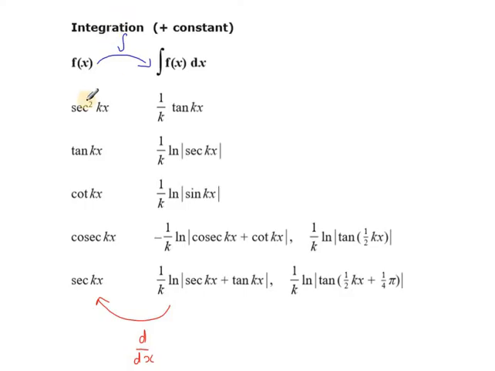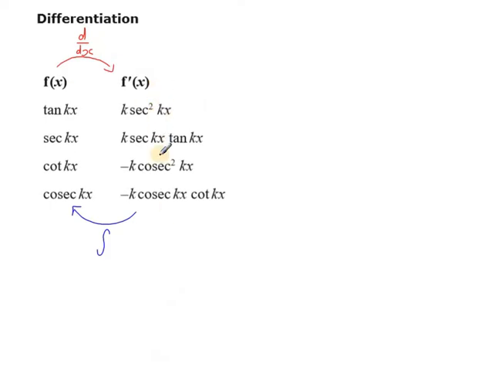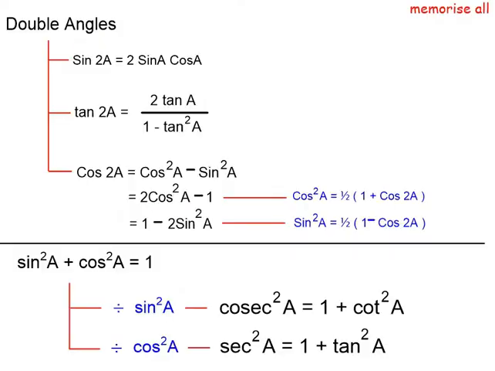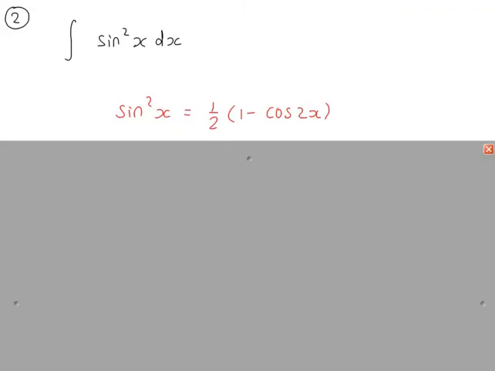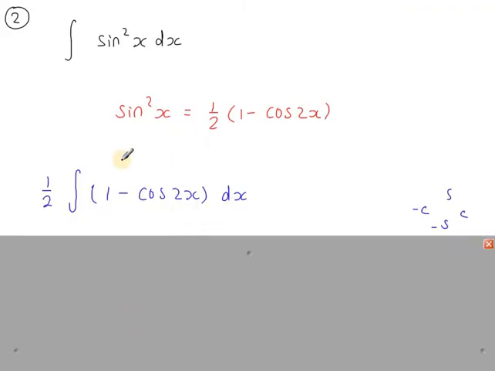So in the standard integrals, it's not in here. Derivatives, it's not on this side. So then we look at the identities, and we're looking for sine squared. So we can use this, because we know how to integrate cos. Okay, so I've put the half on the outside, not necessary, but it makes things a little bit easier. And then now we have to integrate 1 minus cos 2x.